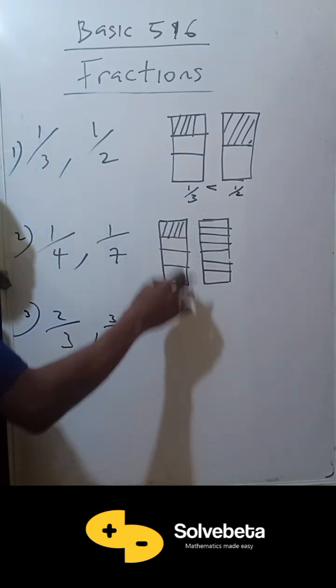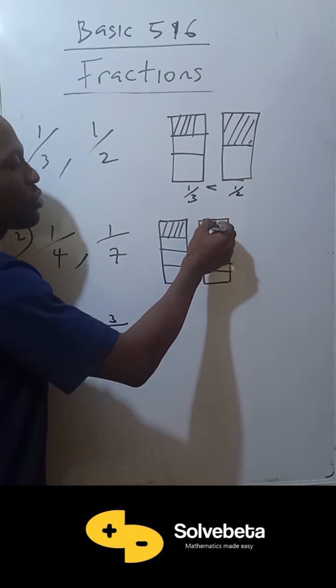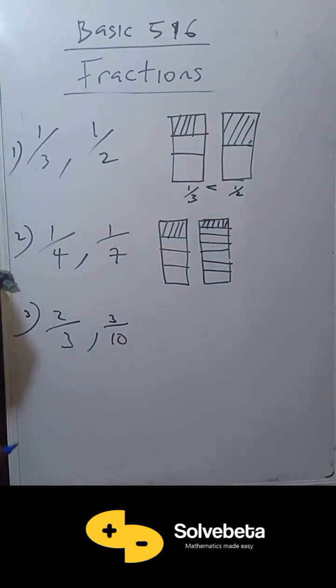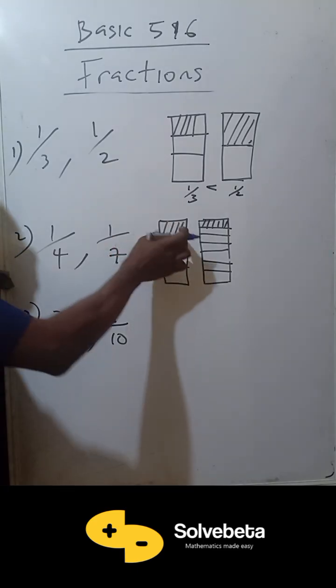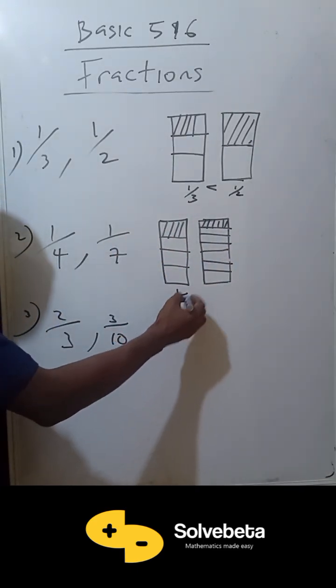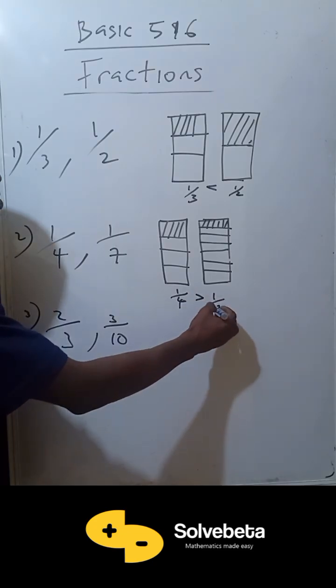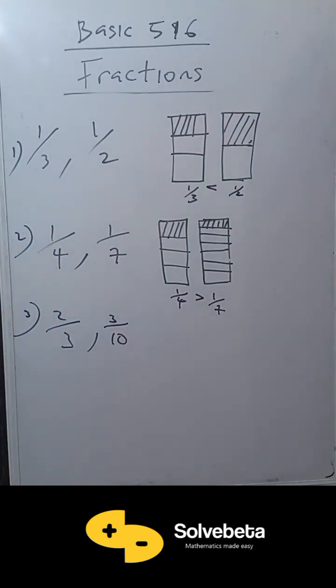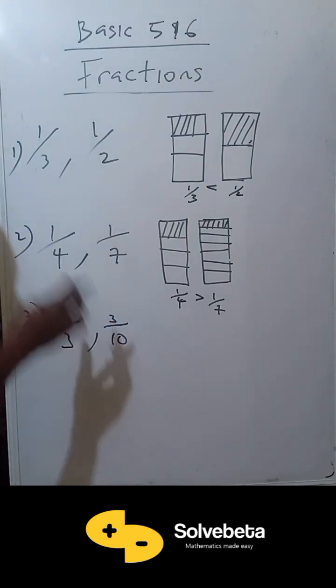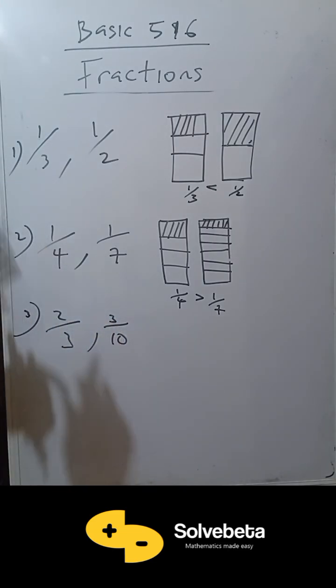So this is 1 out of 4, this is 1 out of 7. So which one is the biggest? 1 out of 4 is bigger than 1 out of 7. So this is the greatest. 1 over 4 is greater than 1 over 7. This is the easiest way to know which fraction is the greatest, by visualizing it or by making a picture of it.